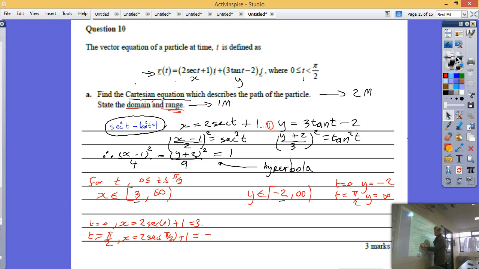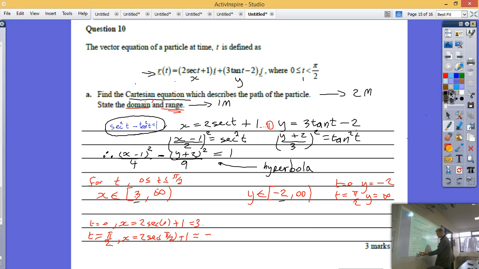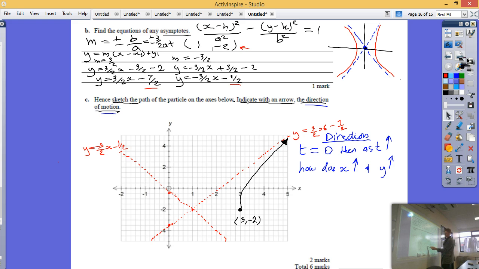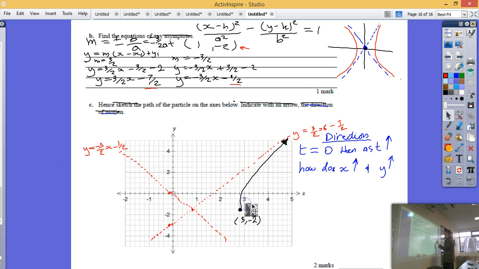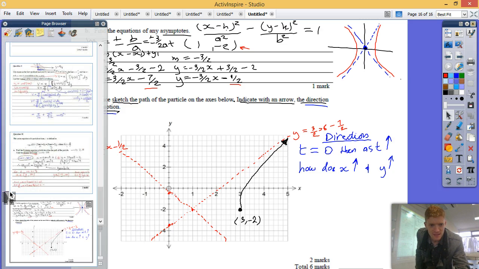T goes from 0 up to pi on 2, so at t equal to 0 we had a minimum x value of 3, so it starts at 3, and then as t increases going up to pi on 2, the x value increases up to infinity. So if x starts at 3 and then tends towards infinity, we must be going in that direction. Oh no! There we go. Must be late, I must be tired, so let's stop there and hopefully that question made sense for you. Thank you.